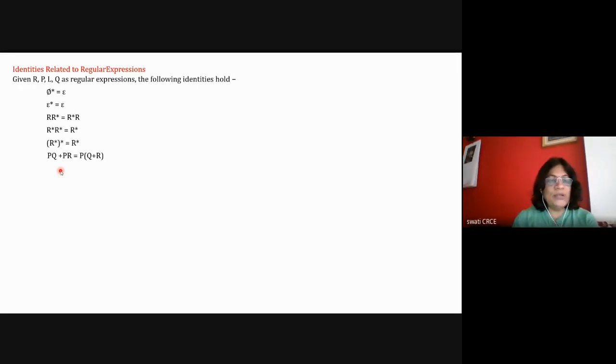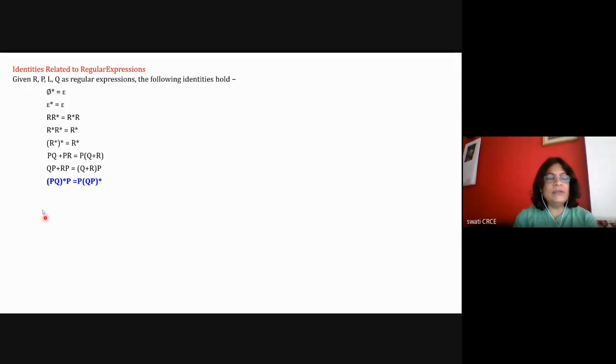Now this is like Boolean algebra, PQ plus PR, where P, Q and R are regular expressions. So PQ plus PR is nothing but P into bracket Q plus R. It is our mathematics rule, so for regular expressions this is true. If you have QP plus RP, that is nothing but Q plus R times P. Here also P is common, which is taken outside the bracket.